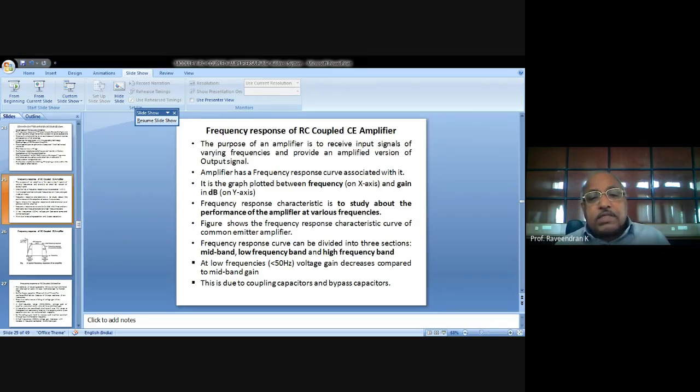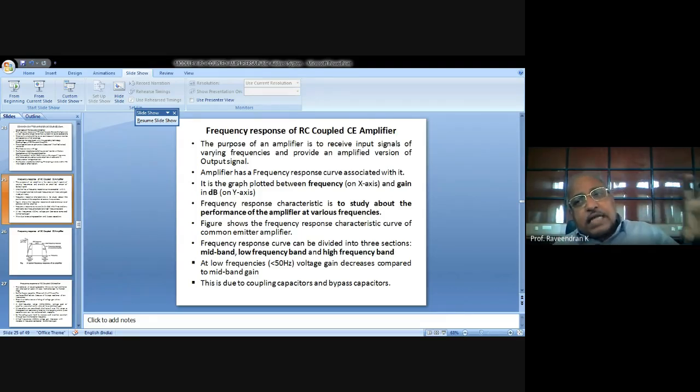So when that happens, all the capacitors act like a short circuit, offering a very, very low reactance. Then what happens? The voltage gain tends to increase, isn't it? So at the high frequency point, between the low frequency and high frequency, there is a band where, even if the frequency is increased, the voltage gain is almost constant.